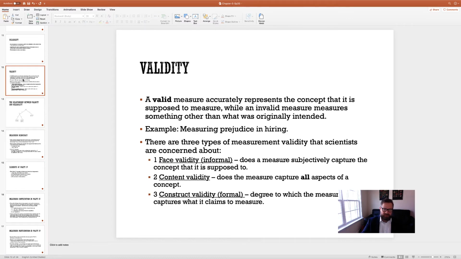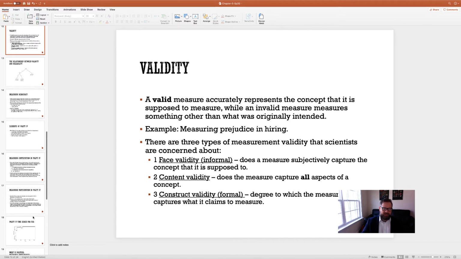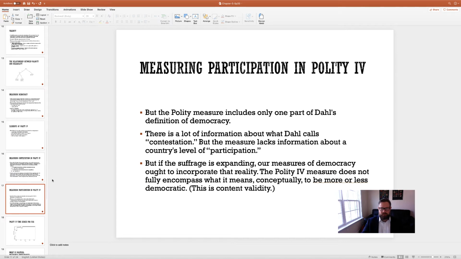So let's go back to our slide here. Content validity is the question we want to ask as to whether a study has content validity: does a measure capture all aspects of the concept? Okay? And clearly, in this case, the Polity score does not measure all aspects of the concept. And so what are the consequences of this? Well, they're pretty serious, right?